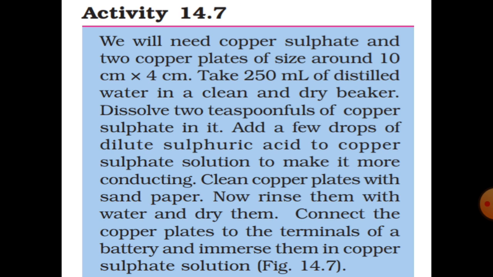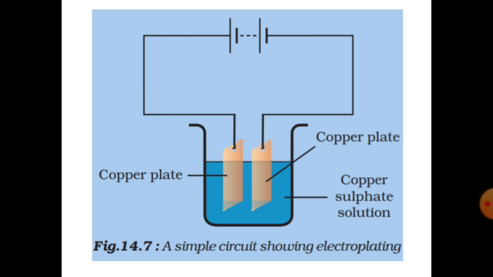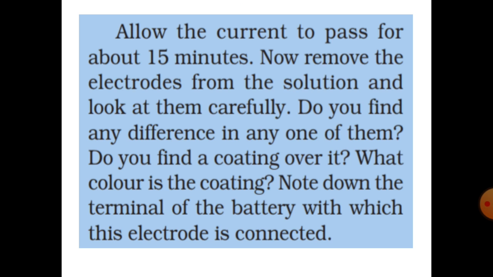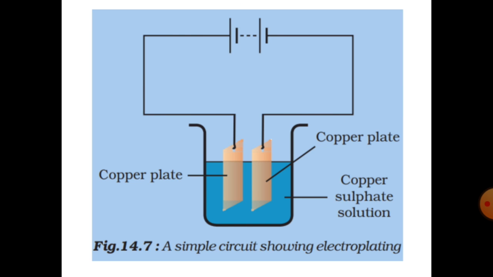Clean copper plates with sandpaper. Now rinse them with water and dry them. Connect the copper plates to the terminals of a battery and immerse them in copper sulfate solution. इस तरीके से उसमें उसे डाल देना है. ठीक है, allow the current to pass for about 15 minutes. Now remove the electrodes from the solution and look at them carefully. Do you find a difference in any one of them? Do you find a coating over it? ठीक है, उस पर हमें क्या दिखेगी?